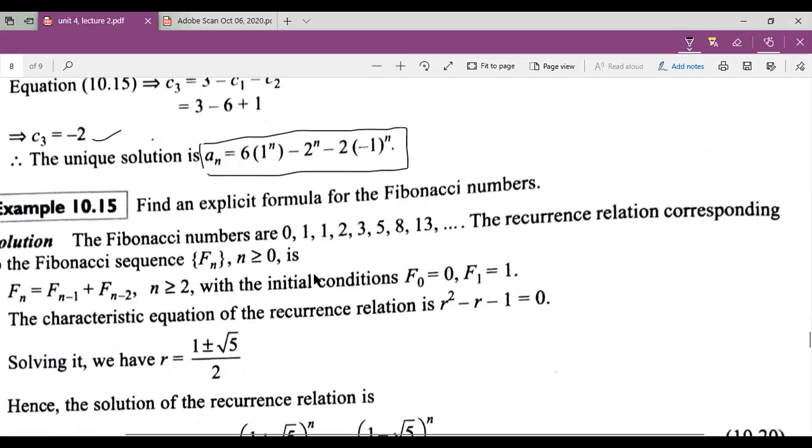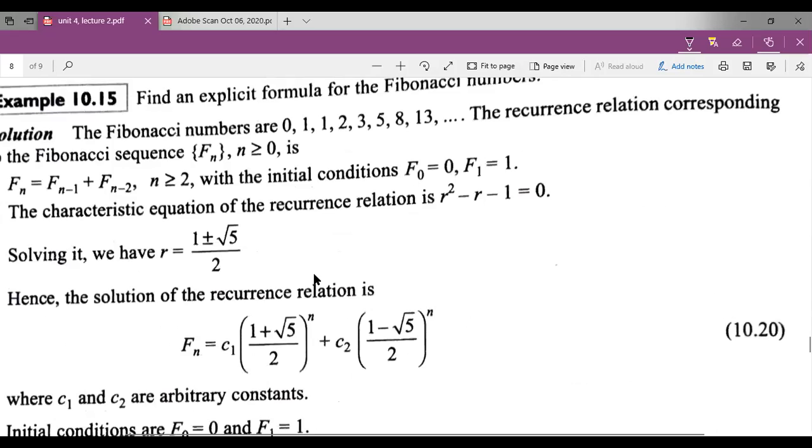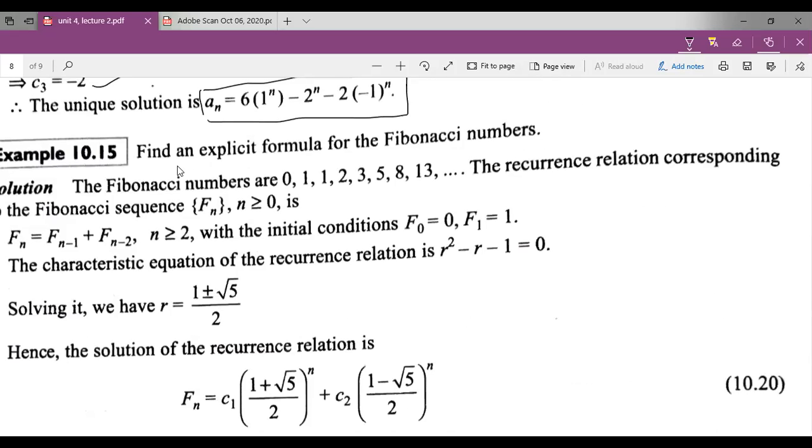So next problem. Find an explicit formula for the Fibonacci numbers. Okay.